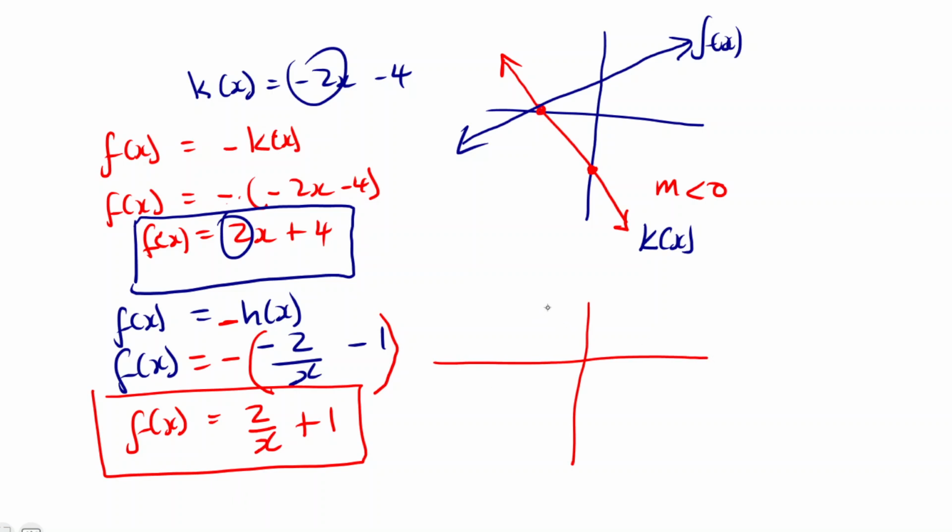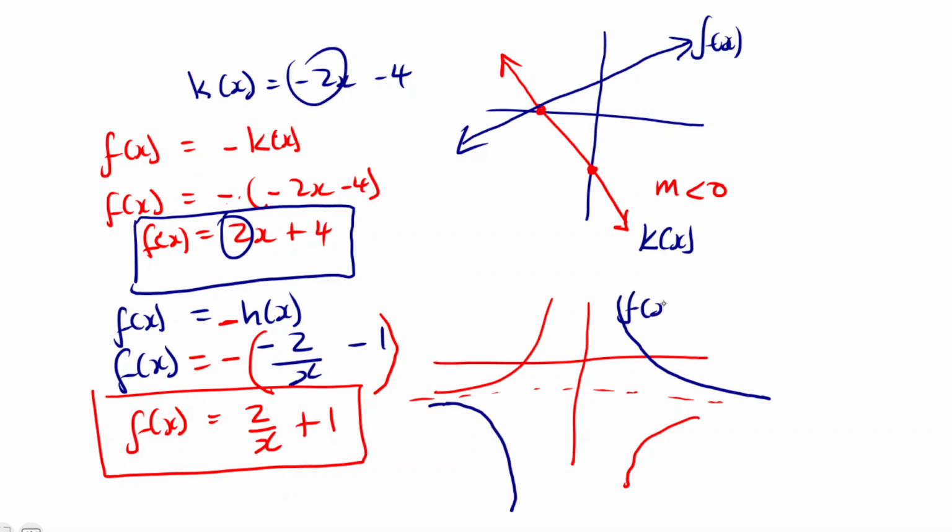Remember, originally our h of x was looking something like this. What is the reflection of this? If you put a negative in front, the reflection around the x-axis is going to look something like this. Let me draw it nicely. So the reflection is the other way around. This is the f of x, the reflection of h of x. That's how you do the reflection. You just put the negative in front of the function, then the graph will flip to the other side.